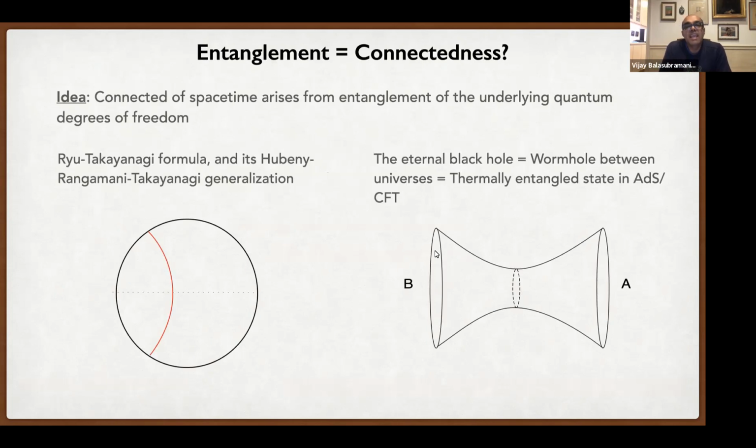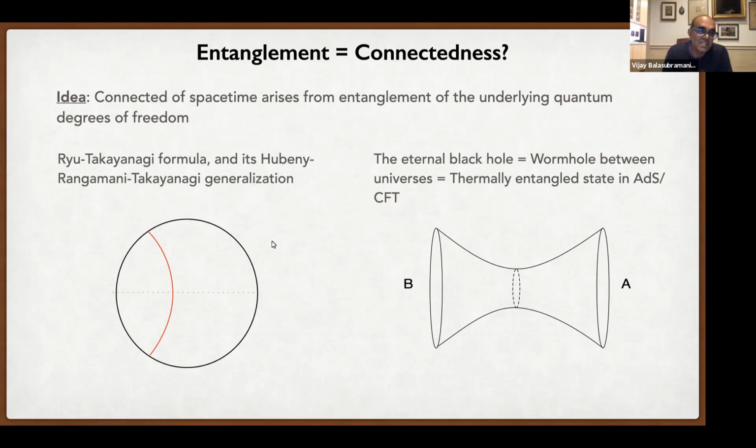So over the last decade, one of the hottest things in our field, or one of the things we've been most interested in, is this idea that the connected nature of space-time arises somehow from entanglement of the underlying quantum degrees of freedom. So where does this idea come from? Let me remind us that in its most basic form, this idea comes from the Ryu-Takayanagi formula and its HRT generalization.